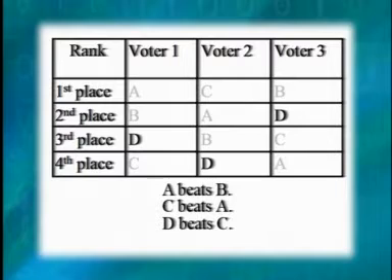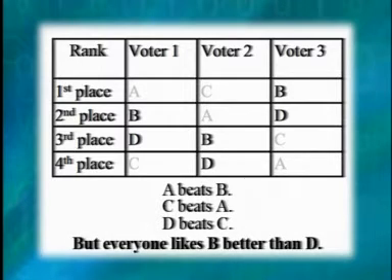Well, there's only one slight problem with this, a rather major problem, and that is everyone likes B better than D. Look at this. Voter 1 thinks B is a better candidate than D. Voter 2 thinks B is a better candidate than D. Voter 3 thinks B is a better candidate than D. So this selection method has chosen a candidate as the winner where all people in the voting population think that one specific other candidate is superior. Isn't that a strange thing?